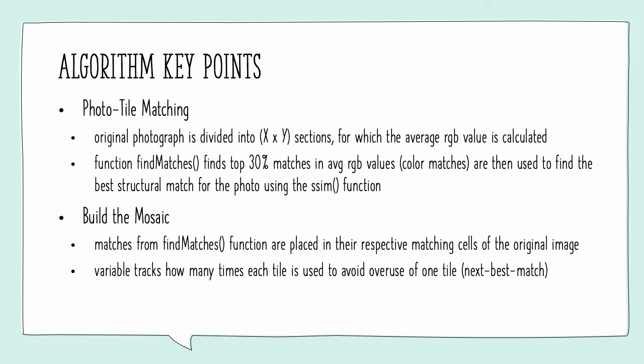These matches that are found in the photo tile matching section are used in the build mosaic section, which is the fourth part of the algorithm. And in this section, the mosaic is built by placing the tiles in their respective cells in the original image.